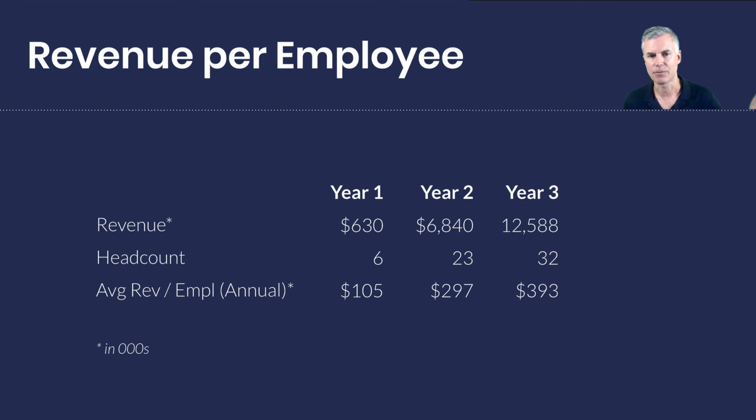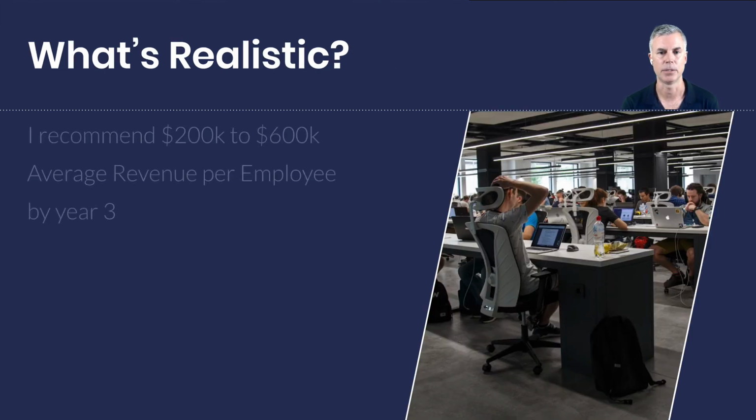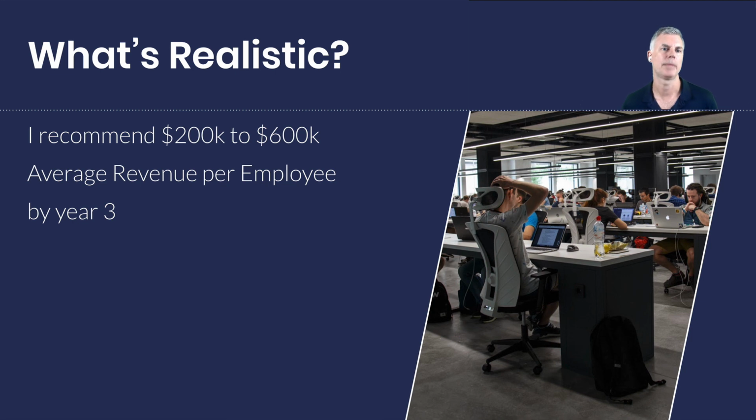I provide a free hiring plan tool, and it's also part of my Rocket Proforma template. So you can quickly sketch this out and hire the right number of people. And then we can confidently hire people based on our plan and confidently present to investors. So again, I recommend $200,000 to $600,000 average revenue per employee by year three. You can be inefficient at first.